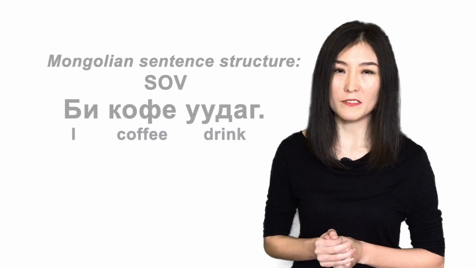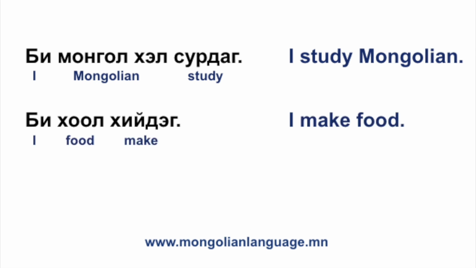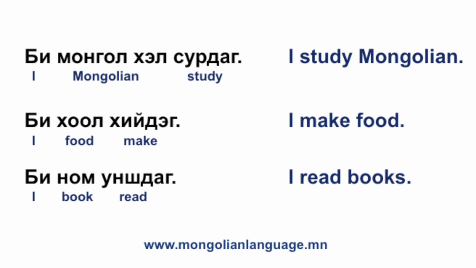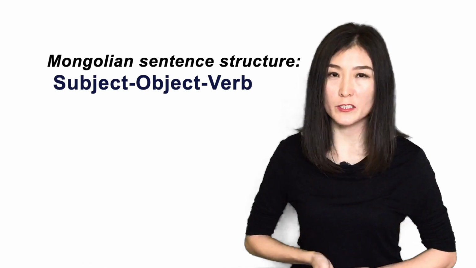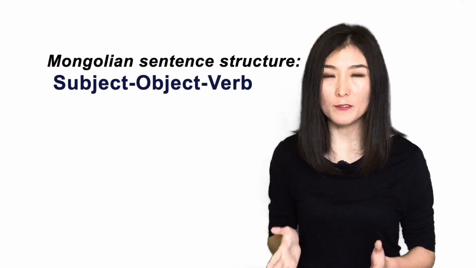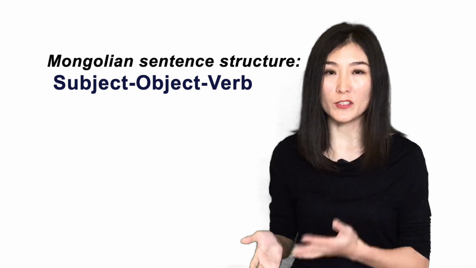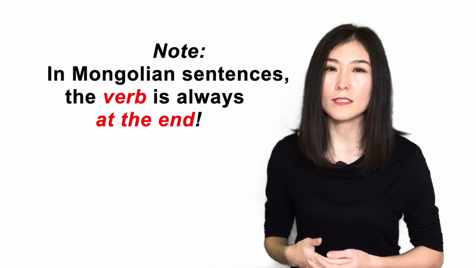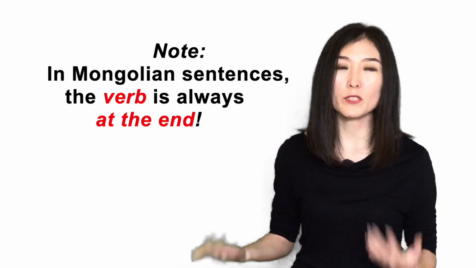Let's see more examples. Би монгол хэл сурдаг. Би хоол хийдэг. Би ном уншдаг. One thing that makes it challenging for English speakers is that you have to wait until the very end of the sentence to understand the meaning, because the most important word, which is often the verb, is always at the end.